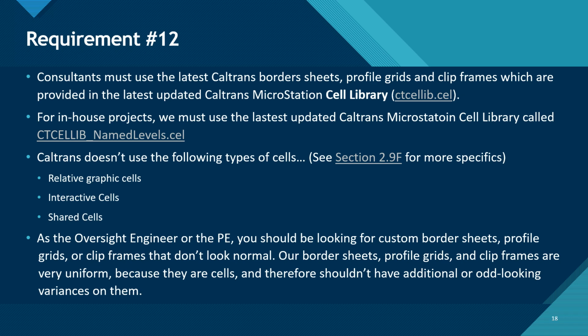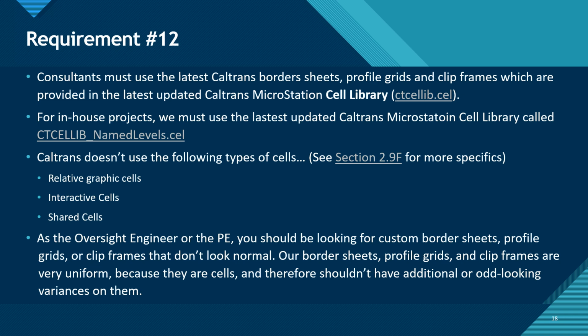This makes updating sheets extremely easy as it can be done in a batch process. Caltrans doesn't use relative graphic cells, interactive cells, or shared cells. You can see section 2.9F of the CAD User's Manual for more information on each type that I just listed. If you need more help determining how to find these types of cells in a drawing, please contact District 11 CAD support.